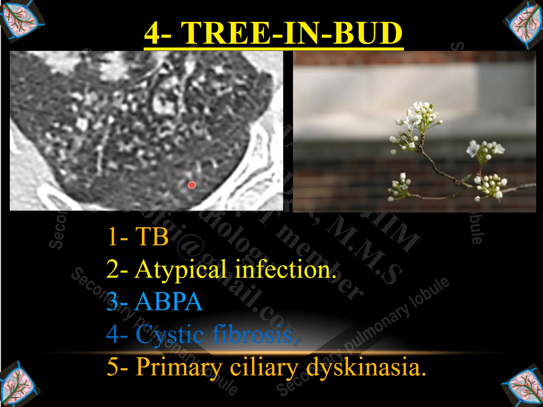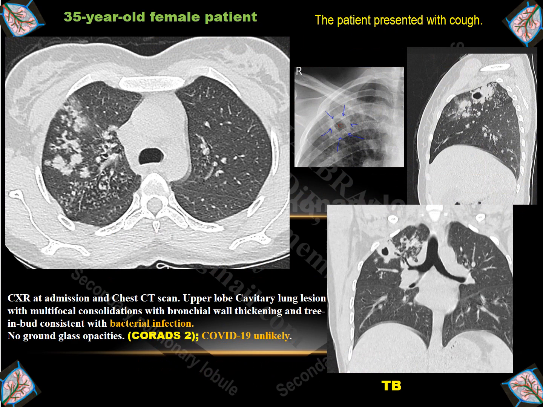Aspergillosis and allergic bronchopulmonary aspergillosis can also cause this tree in bud. Cystic fibrosis, which is an infection-like process, can cause tree in bud appearance associated with bronchiectasis, and primary ciliary dyskinesia. This 35-year-old female patient presented with cough, showing multiple tree in buds associated with consolidations and cavitary lesions, for a patient with TB, as we mentioned before in the differential diagnosis.